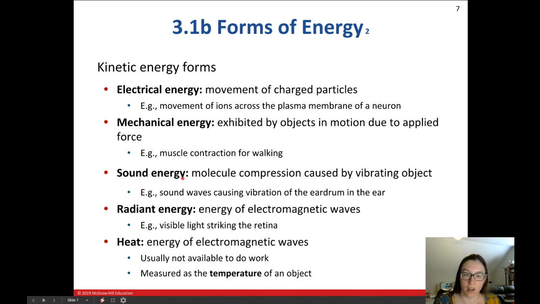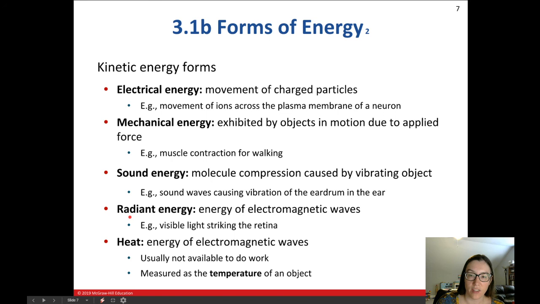Sound energy: you have molecules that are compressed, and it's caused by a vibrating object. So sound waves come into the ear, and they cause our eardrum to vibrate. Radiant energy is the energy of electromagnetic waves. A good example of that is visible light striking the retina, right? And our retina is able to interpret that.